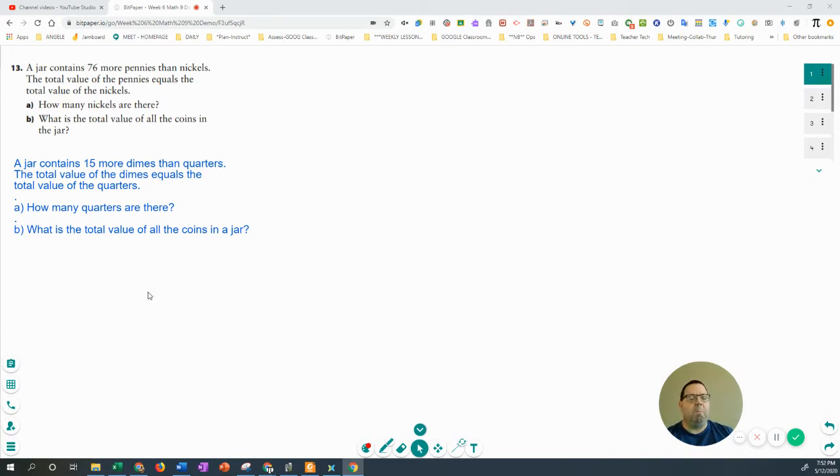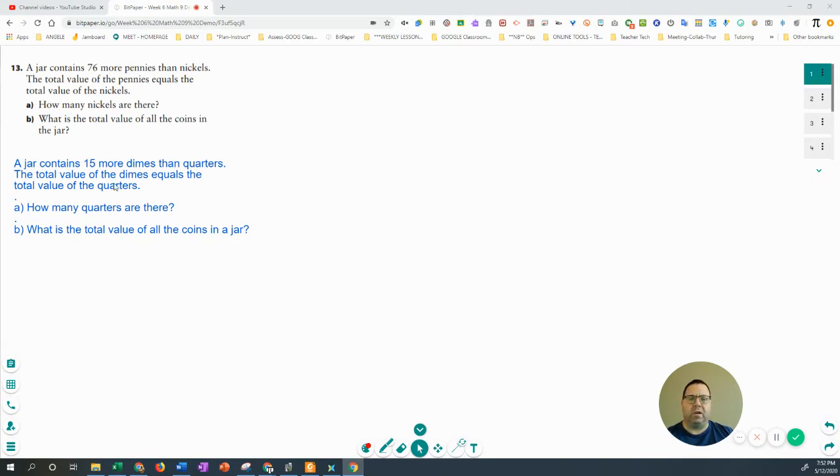All right, there are many different types of money questions. Believe it or not, this is a basic one because you can get questions that talk about three different coins instead of two different coins. There's lots of ways of asking these money questions, but let's just deal with the way question 13 is asking it. So it says a jar contains 76 more pennies than nickels.